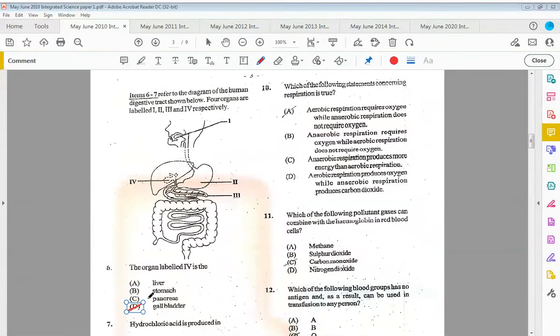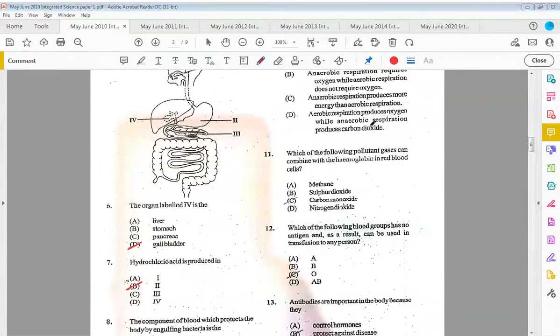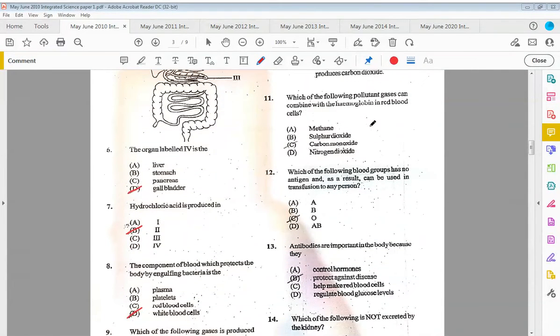10. Which of the following statements concerning respiration is true? The answer is A, which states that aerobic respiration requires oxygen while anaerobic respiration does not require oxygen. And that's correct. So 11, which of the following pollutant gases can combine with the hemoglobin in red blood cells? The answer is C, the carbon monoxide. And remember that binds with the hemoglobin and it doesn't leave like how the oxygen and the carbon dioxide does.